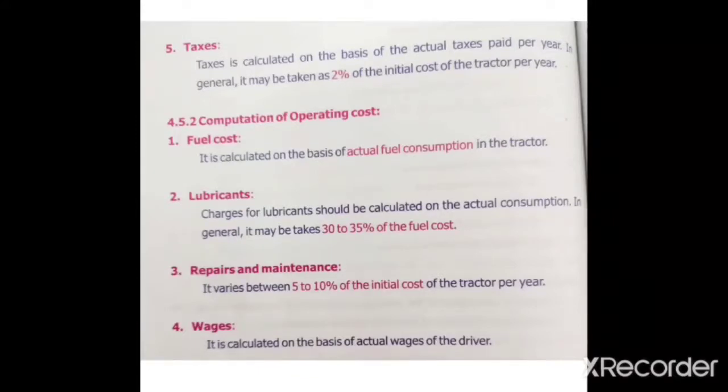Now the next point is computation of operating cost. This is the second part of the cost of the tractor, implement or tool. First cost is fuel cost. It is calculated on the basis of actual fuel consumption in the tractor. Then lubricants: charges for the lubricant should be calculated on the basis of actual consumption. In general it may be taken as 30 to 35% of the fuel cost. Then repair and maintenance varies from 5 to 10% of the initial cost of the tractor per year. And the last one is wages, calculated on the basis of actual wages of the driver.